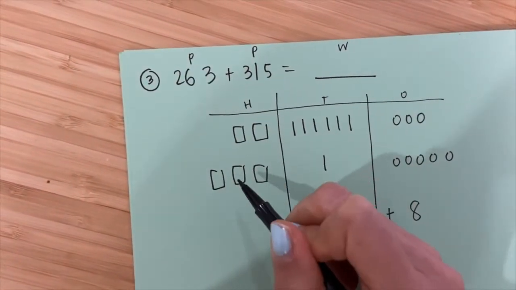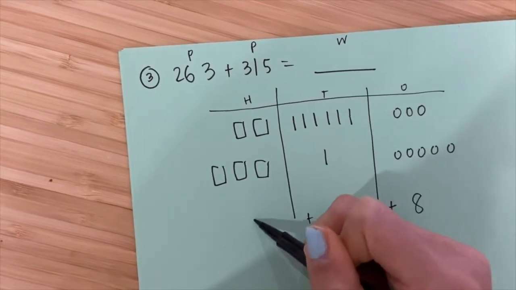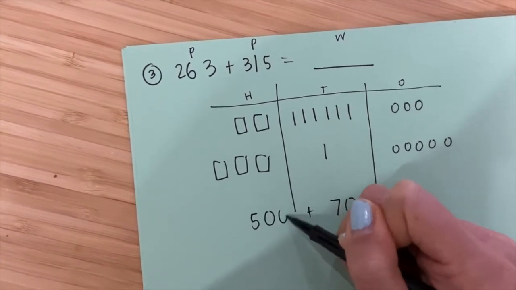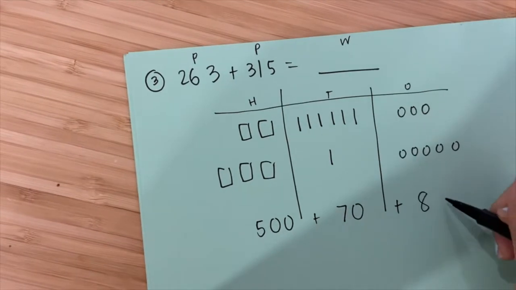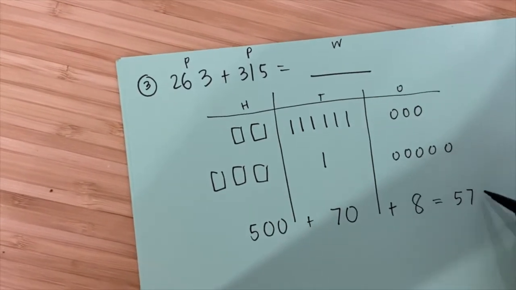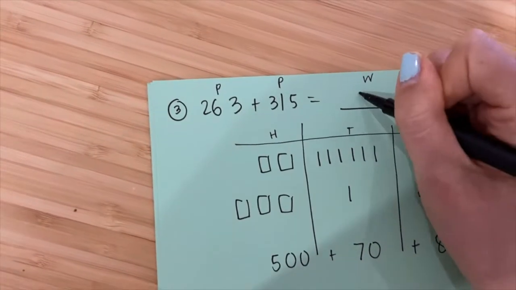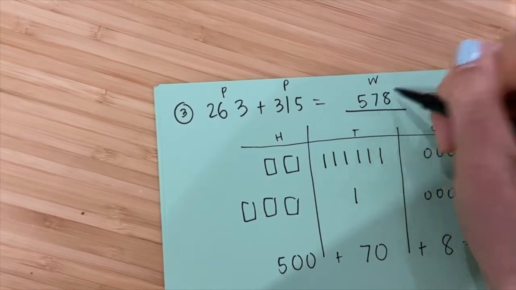Plus 5 hundreds. I'm going to write 500 because the value of 5 hundreds is 500. It equals 578. Great, let me put it back in the blank, and I'm going to move on.